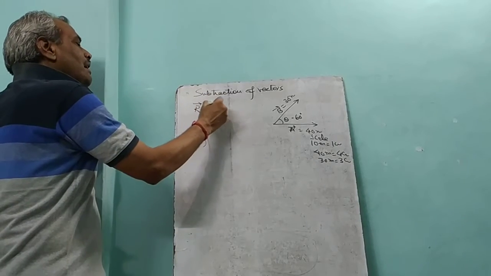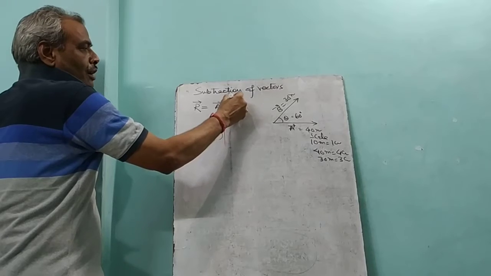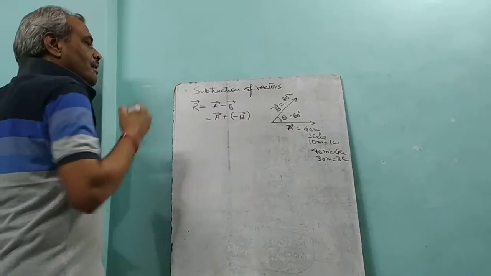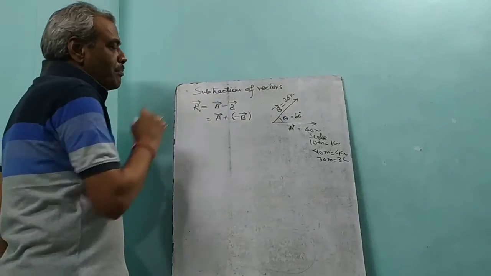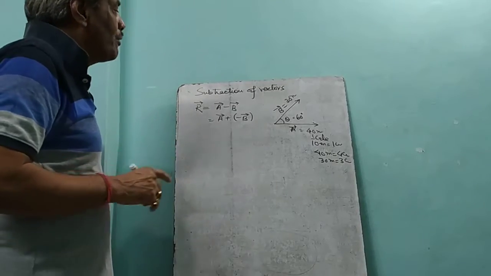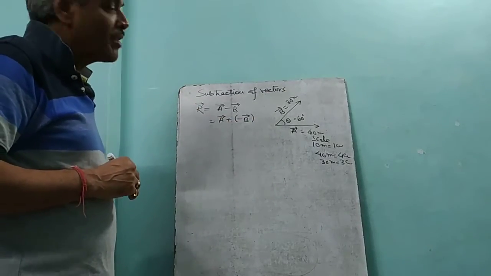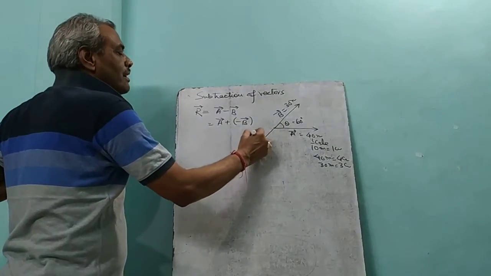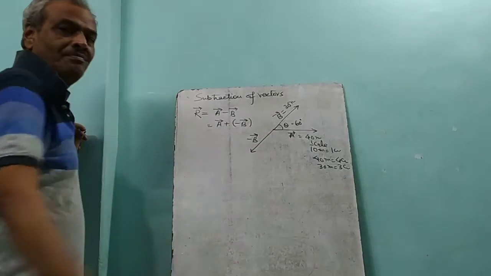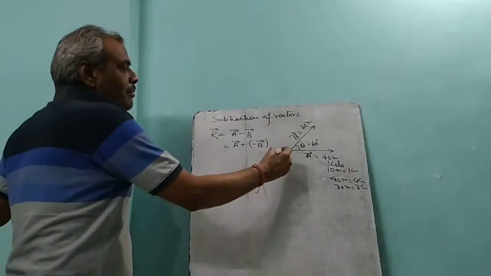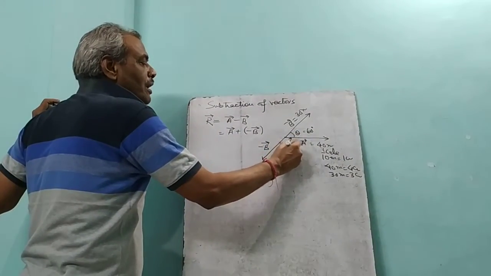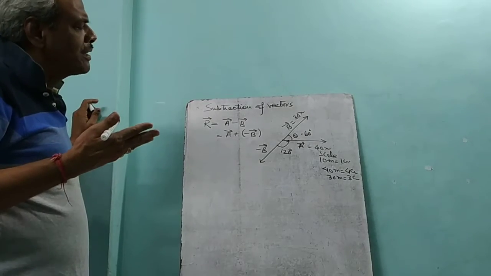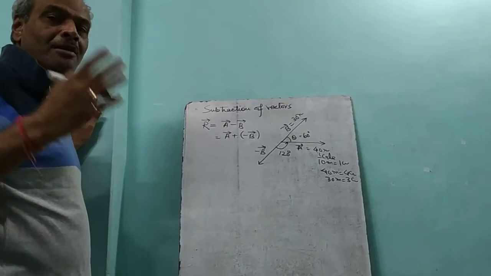Suppose you have to find R equals A minus B. We can write it as R equals A plus, and what is the meaning of minus B? Minus B means a vector equal in magnitude, 30 meter, but opposite to the direction of B. This is minus B. Now what is the angle between A and minus B? This is 120 degree. Simple. Do the addition of A and minus B.